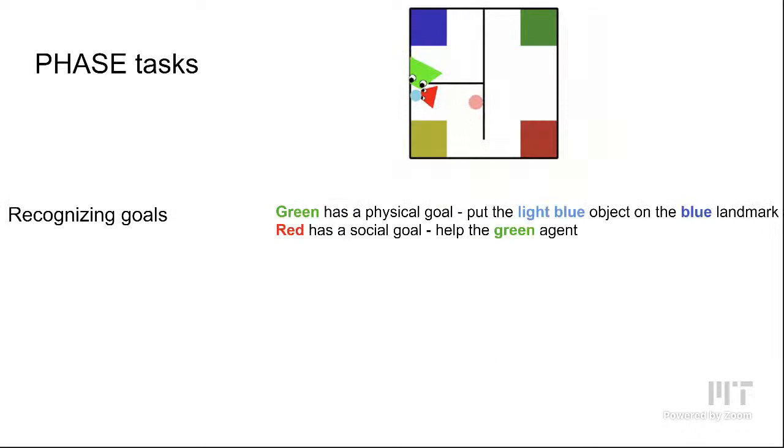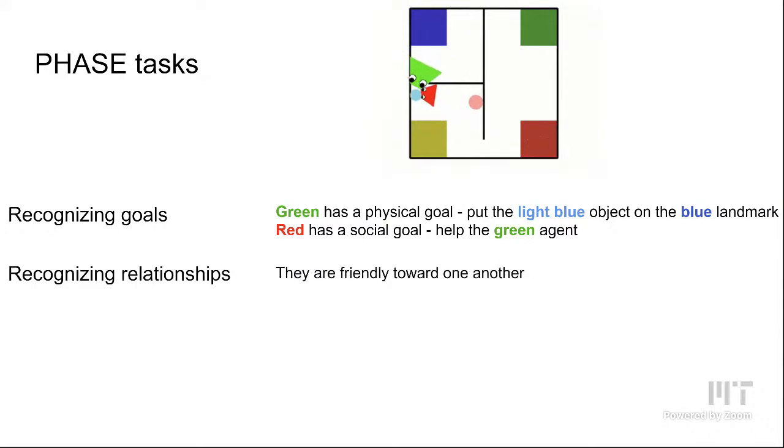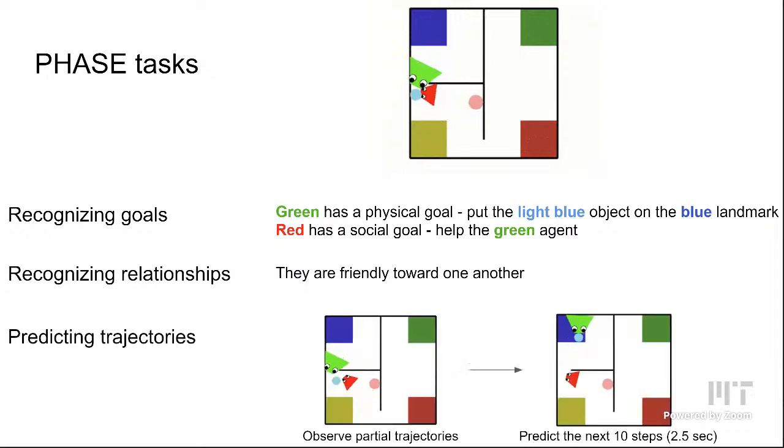We provide 3 benchmarks on this dataset. The first is for recognizing the physical and social goals of the agents. The second is for recognizing the relationship between them: friendly, adversarial, neutral. And the third is forecasting the next 10 steps given a partial video.